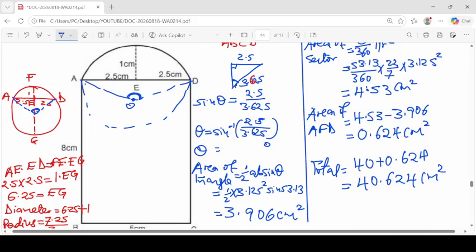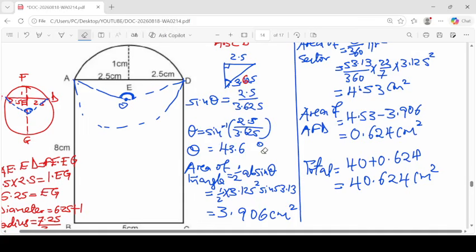So when you get the sine inverse of 2.5 over 3.625, you'll get this angle as 43.6 degrees. The moment we have this angle here as 43.6 degrees, ladies and gentlemen, what are we going to do next?